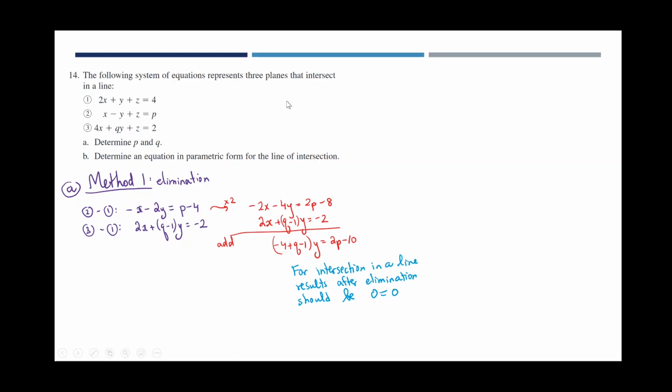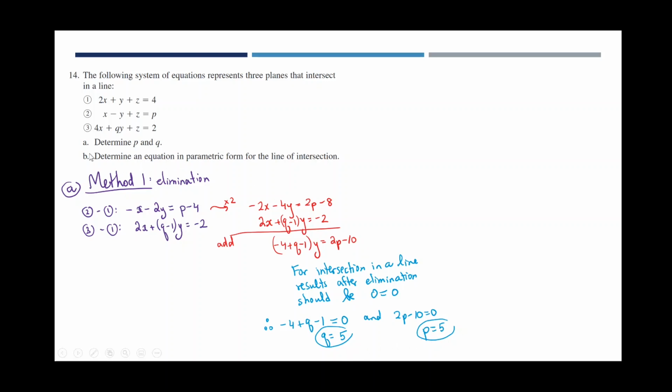Now we know that this question says these 3 planes intersect in a line, which means there are infinitely many solutions, lots and lots of points on that line. And we know that after elimination, usually we get 0 equals 0. So we can say that the coefficient on the y should be 0, and solving that gives us the q. And on the other side, this has to be equal to 0 as well, and that gives us the value of p. Okay, so that's one way of doing that.